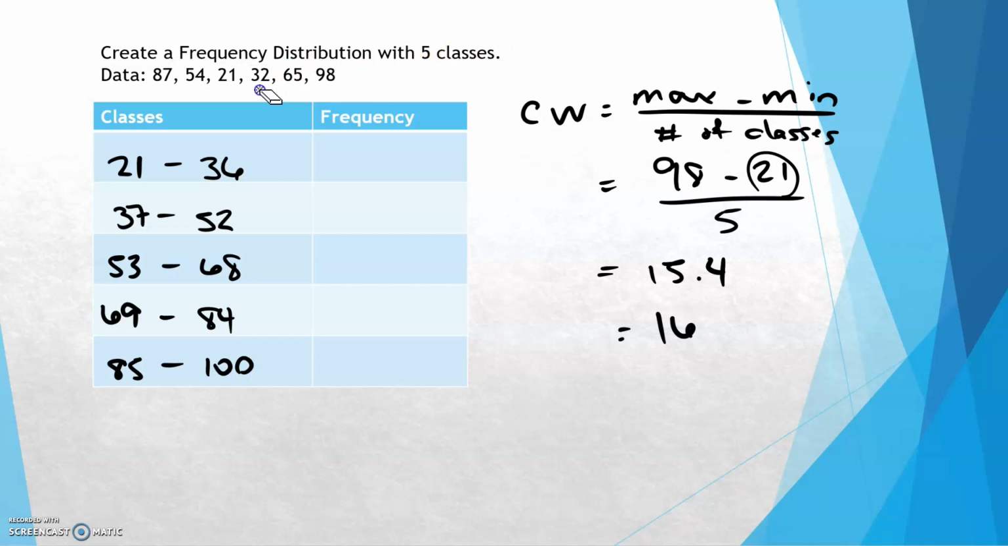Now what we need to do is go back, look at our data. How many numbers fall between 21 and 36 within our data? Well, I've got 21 and 32 fall between 21 and 36, so 2. How many numbers fall between 37 and 52? Well, I don't have any. Between 53 and 68, okay, so 54 and 65 fall between 53 and 68, so 2. How many numbers fall between 69 and 84? None. And between 85 and 100, well, 87 and 98, there's 2.